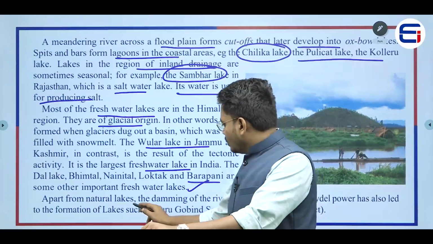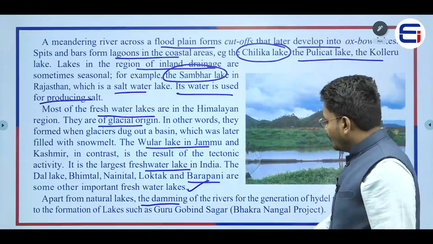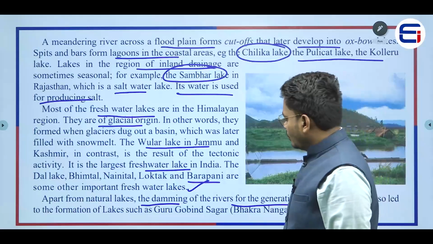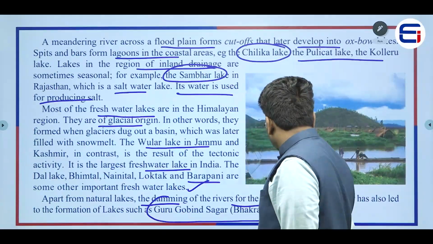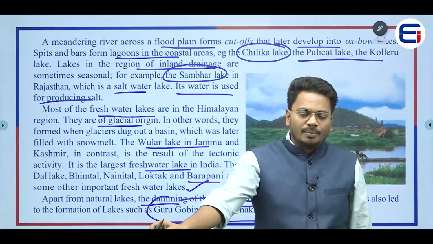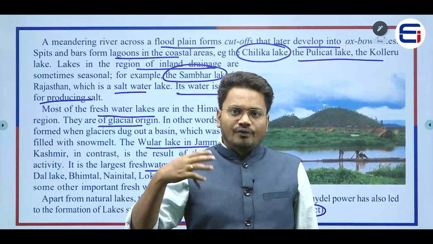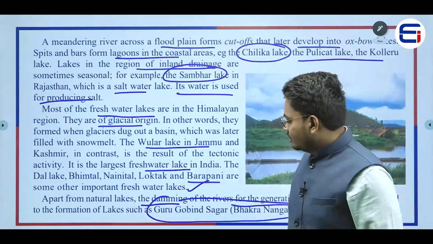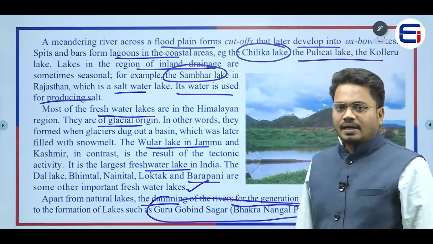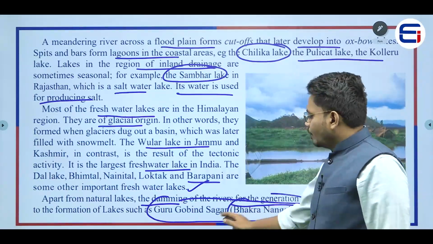Now, apart from natural lakes, the damming of rivers for generation of hydel power has also led to formation of lakes such as Guru Gobind Sagar Lake. What does it mean? So far we have seen the lakes which are formed naturally, but now there are certain lakes which are created because of human activity, right? The best example would be Guru Gobind Sagar. And where is this Guru Gobind Sagar Lake present? Near the Bhakra Nangal project.